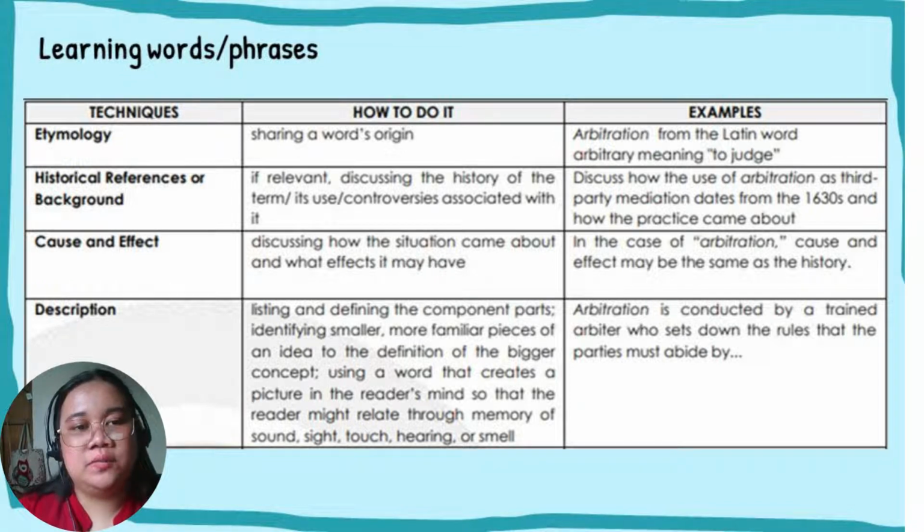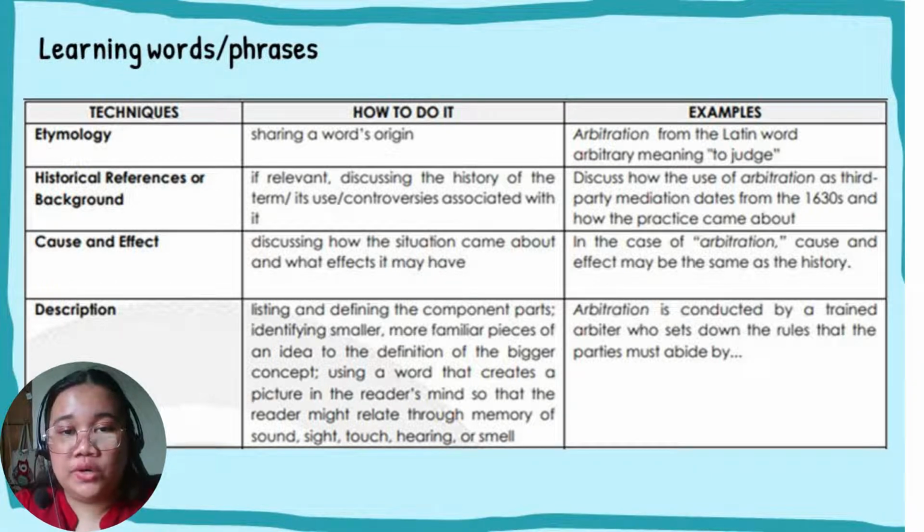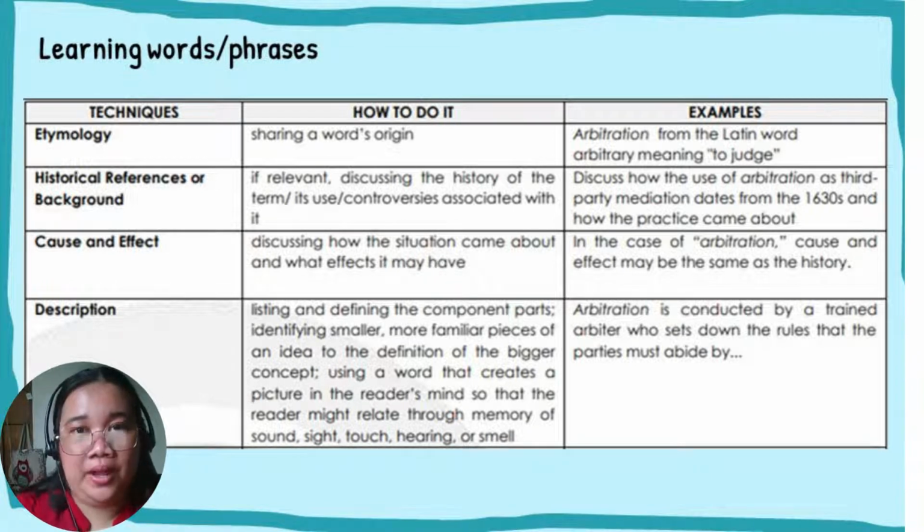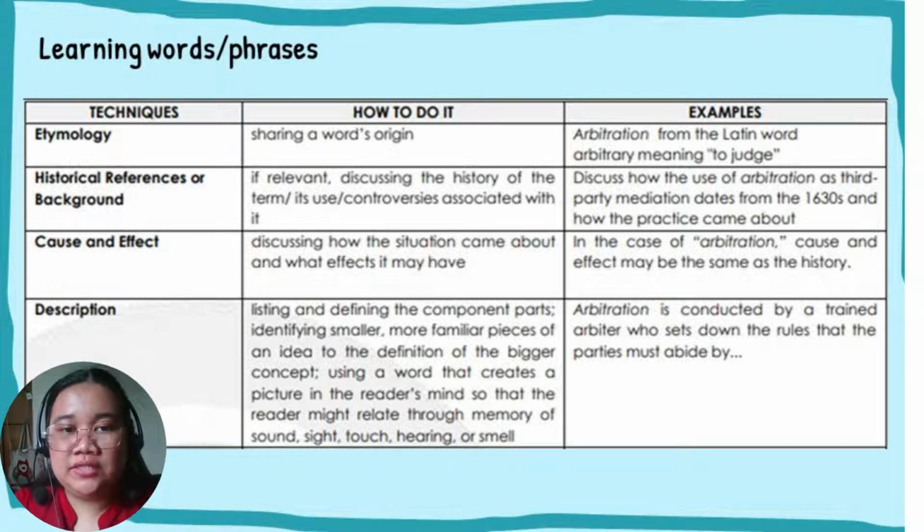So the first one is etymology. We're talking about a word origin. When we try to explain the origin of a word, then that's etymology. When we add an etymology of the words, that's one way for us to expand the definition. So for example, arbitration, from the Latin word arbitrari, meaning to judge.